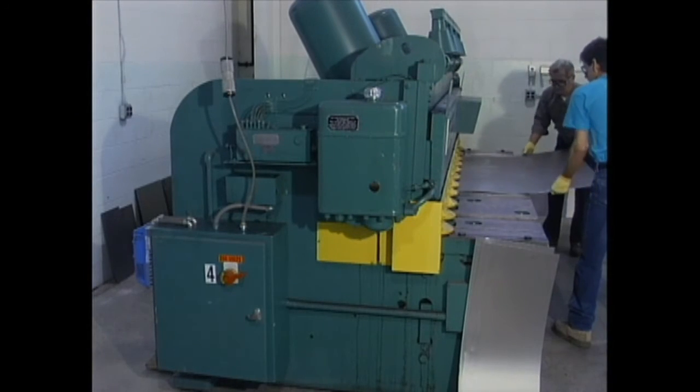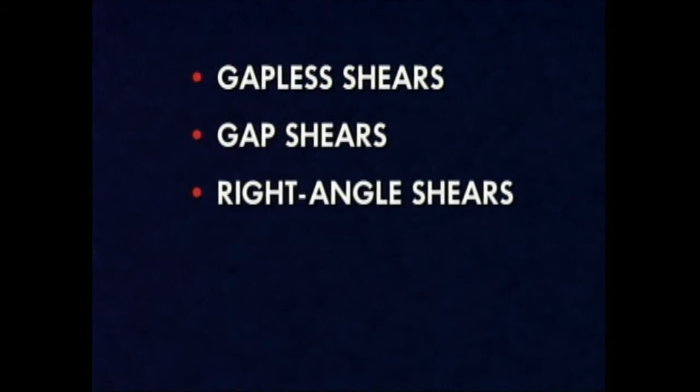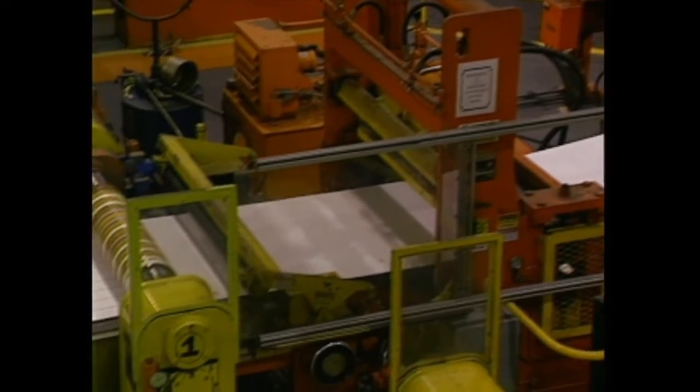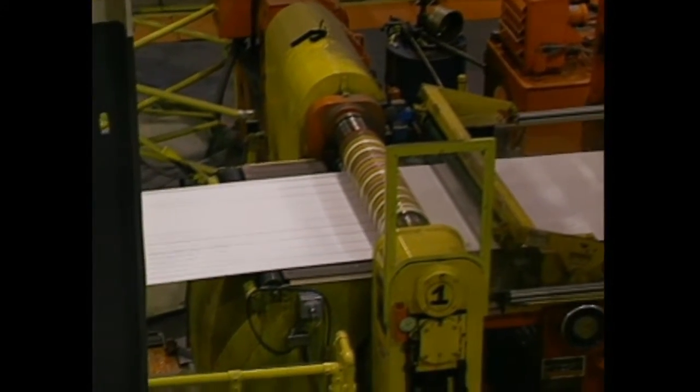This angle helps concentrate the shearing forces and ensures that the sheared workpiece, called the drop, will not become wedged between the two blades. Common types of shearing equipment include gapless shears, gap shears, right angle shears, CNC shears, and iron workers. Slitting is a shearing process in which wide coil stock is slit into multiple narrower coils.